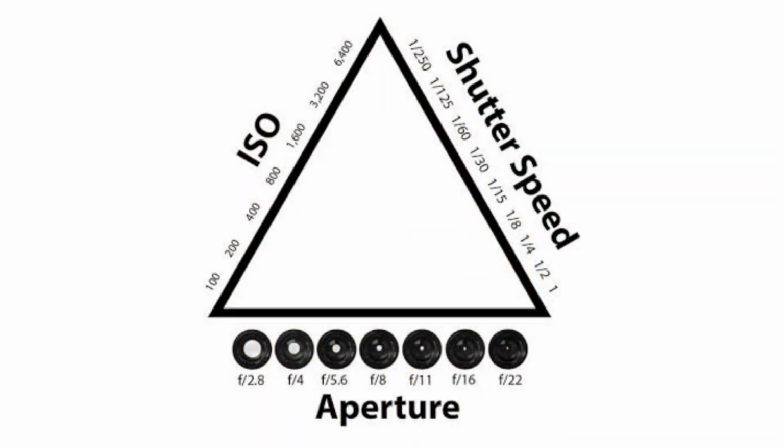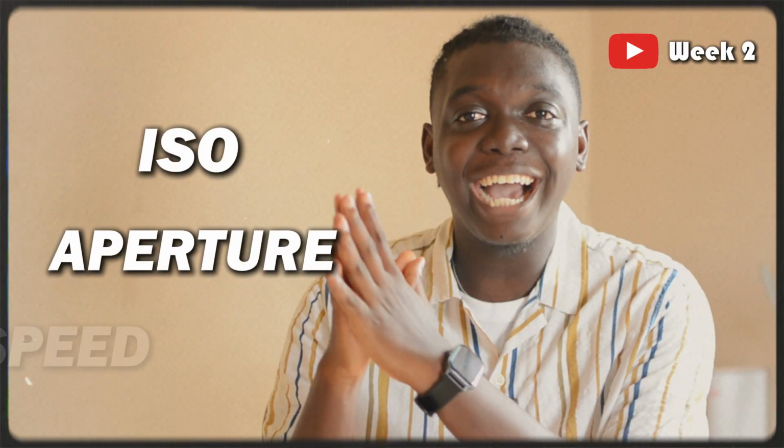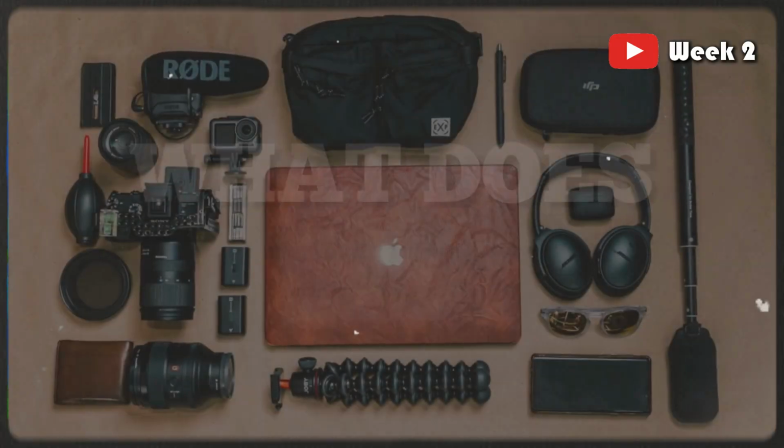Welcome to today's class, and today we're going to be talking about the exposure triangle. The exposure triangle is how light enters your camera, and this determines how your videos or your pictures come out. The exposure triangle is a team of three settings working together, which is your ISO, your aperture, and your shutter speed. These three combine together to determine how your pictures and videos will turn out. So let's get into it.